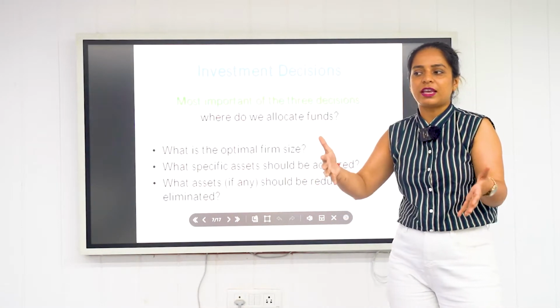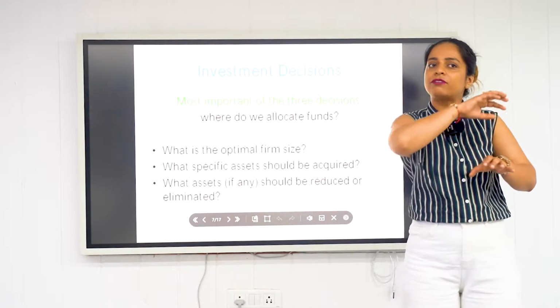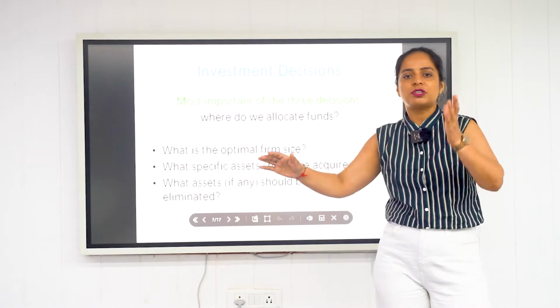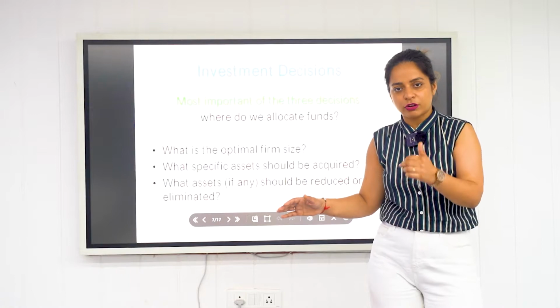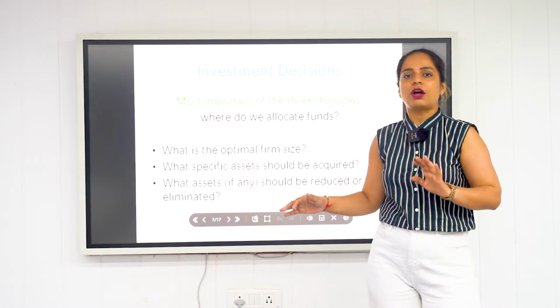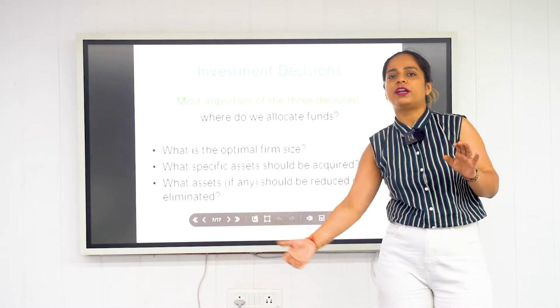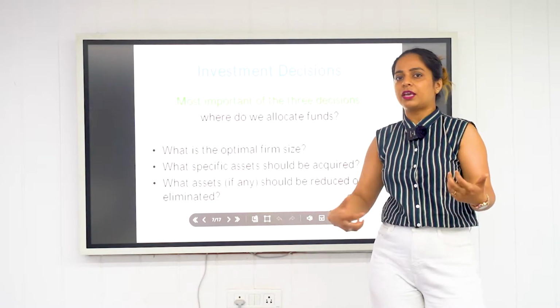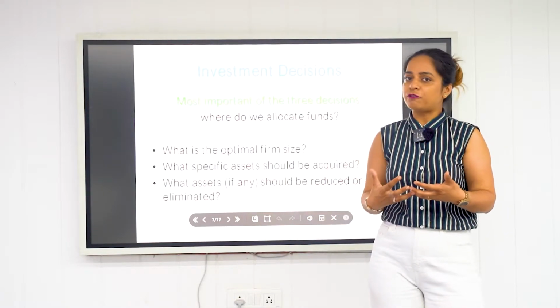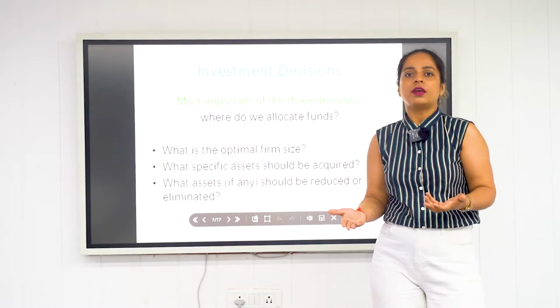What specific asset should be acquired? Like, if machinery is required and I have several types of machinery, which machinery would be the best for my organization, one that would not be obsolete in the coming 10 years, 20 years or 30 years, right? Because in machinery we have to spend huge money.